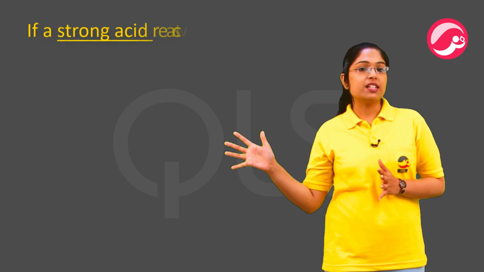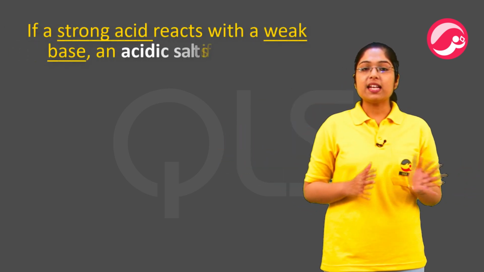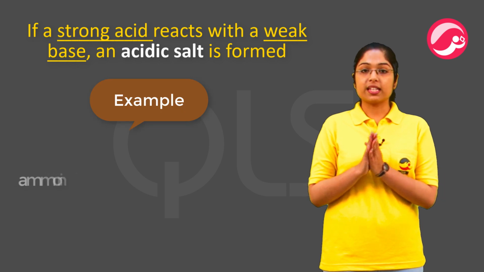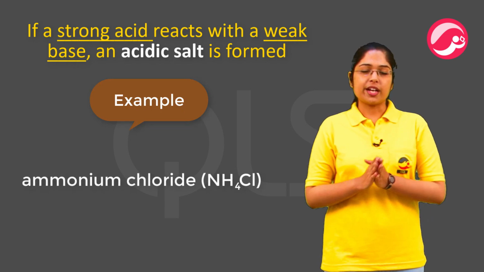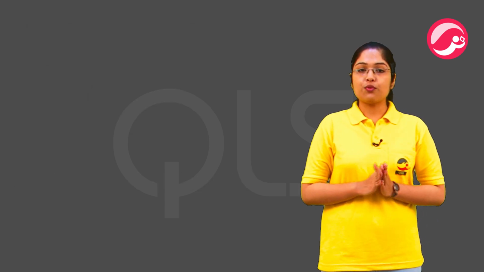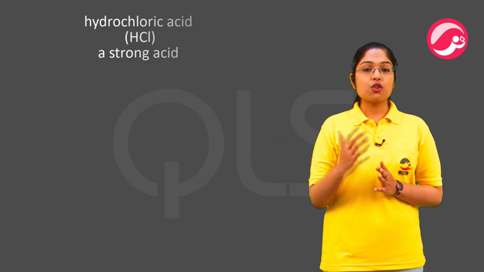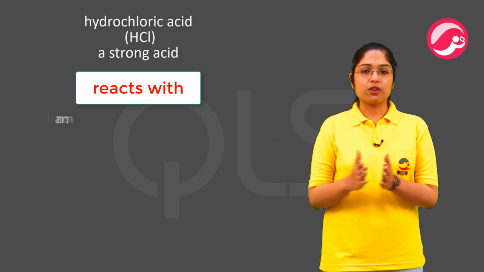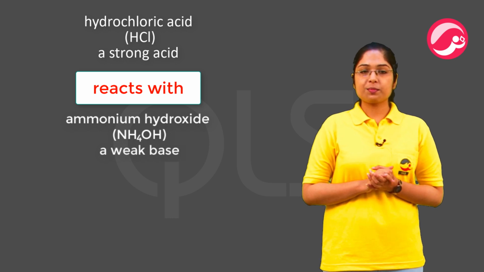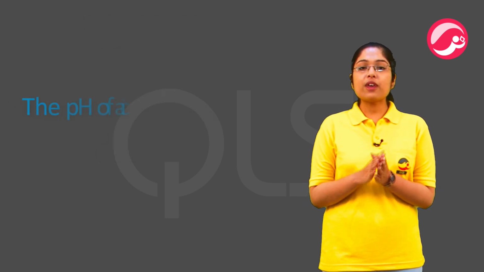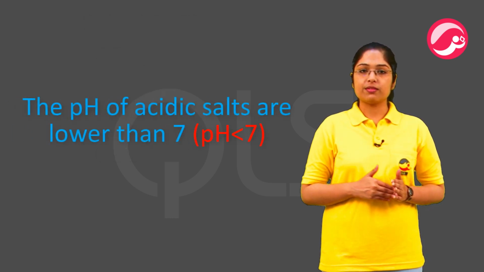If a strong acid reacts with a weak base, an acidic salt is formed. For example, ammonium chloride. Ammonium chloride is formed when hydrochloric acid, a strong acid, reacts with ammonium hydroxide, a weak base. The pH of acidic salts is lower than 7.